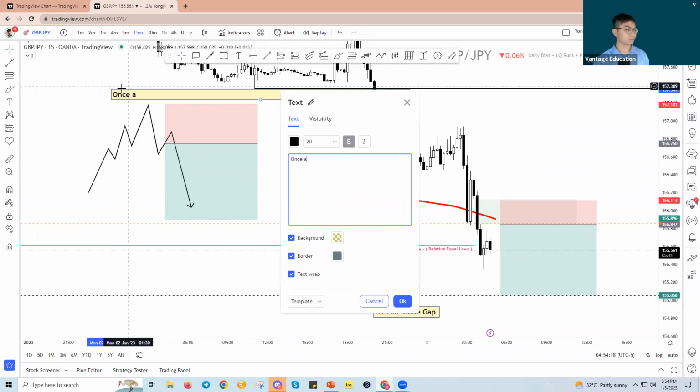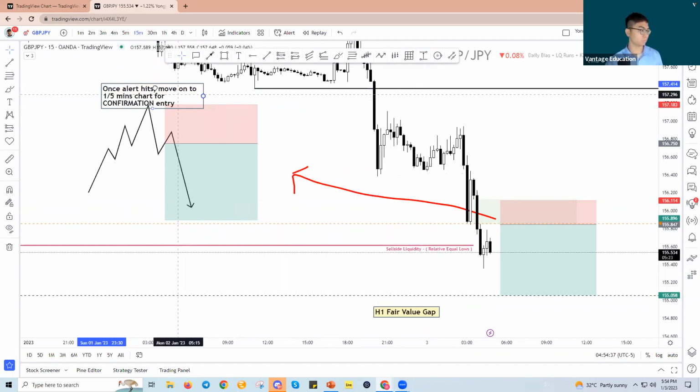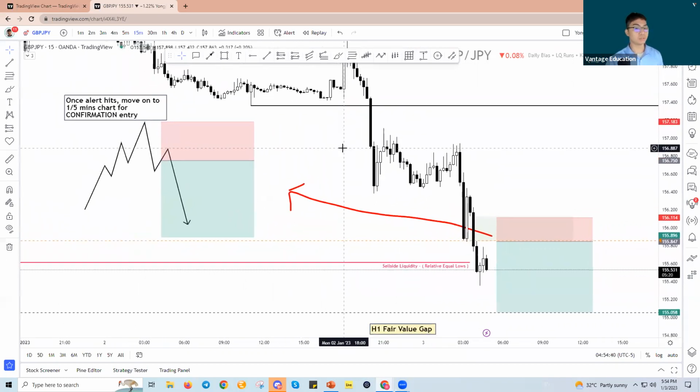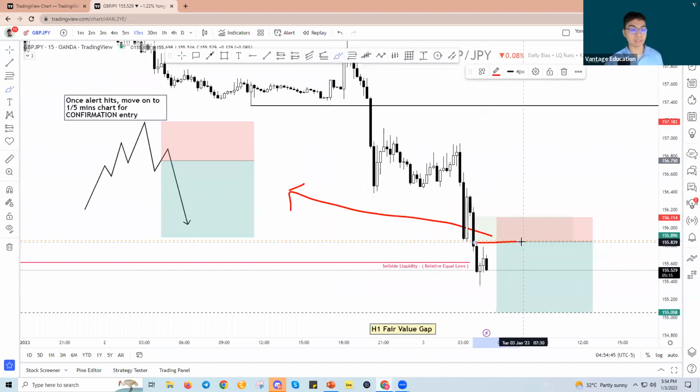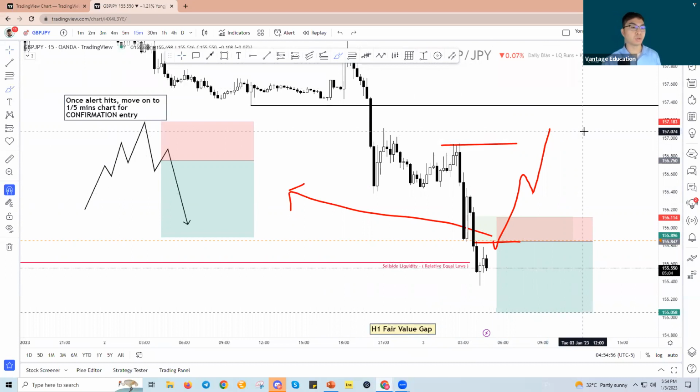So once the alert hits, move on to the 1 or 5 minutes chart for confirmation entry. Why do you want to wait for confirmation? Because if bullish momentum is very, very strong, you set a sell here, stop loss all the way to the top. Bullish momentum can cause price to just shoot up, clearing out your stop loss. So always look for confirmations on the smaller time frames.